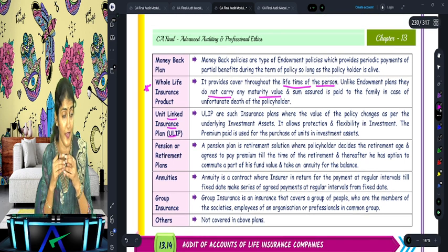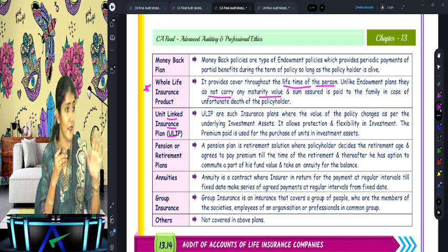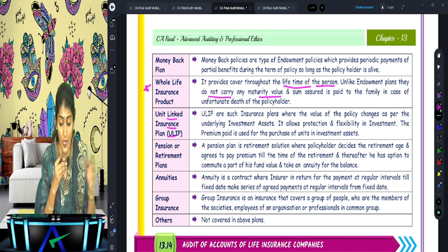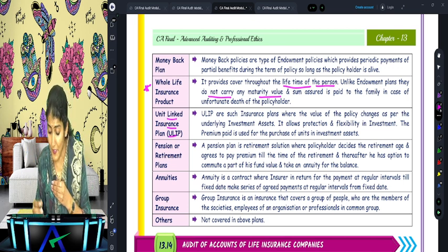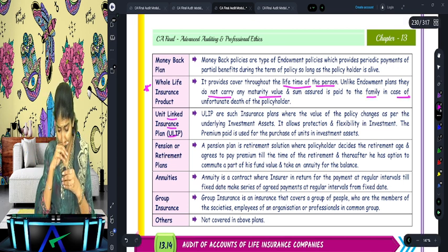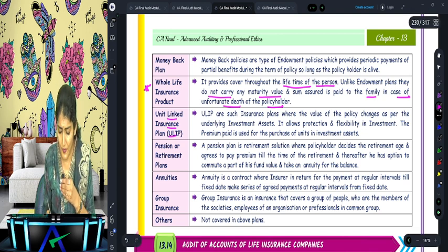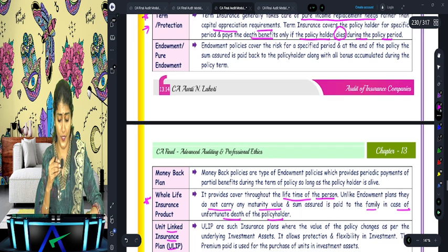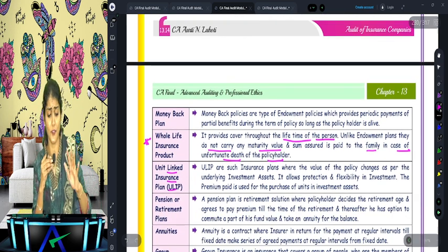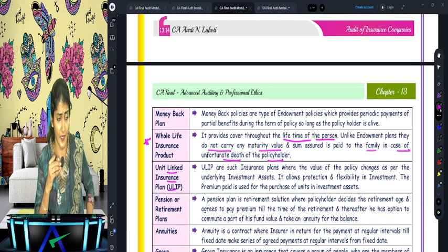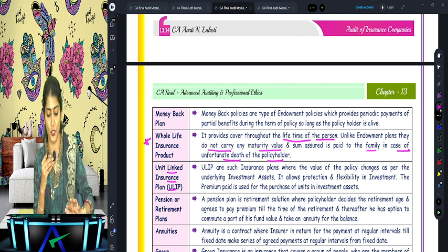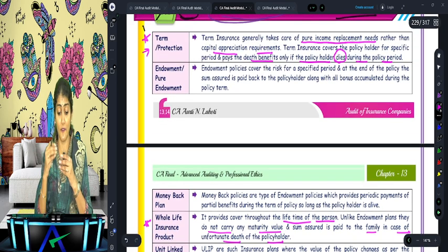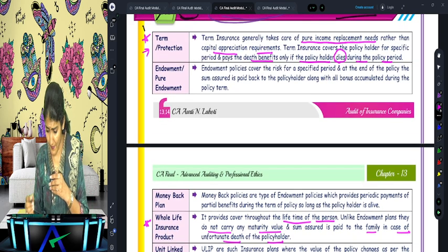So if 5 lakh in 20 years, if I don't die, nothing, that money is an operating expense. What does it say? Some sum assured is paid to the family in case of the unfortunate death of the policy holder, right? So both are regarding death, the term protection and the whole life insurance product. Are you understanding that? The term and the whole life insurance product. Okay. Then after that, you have the endowment. That is the pure endowment.